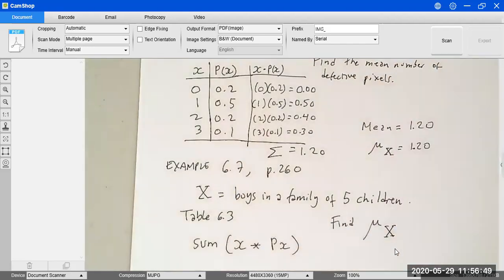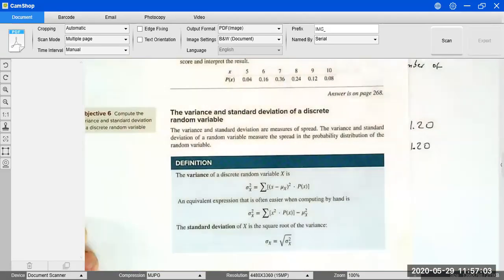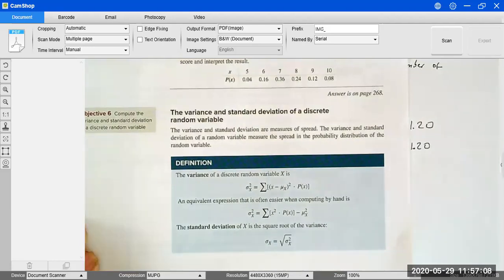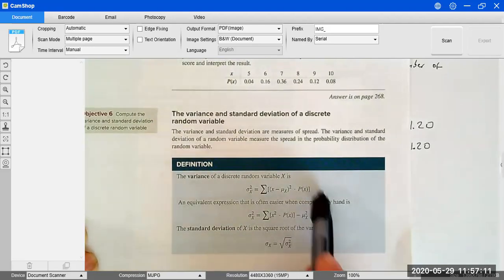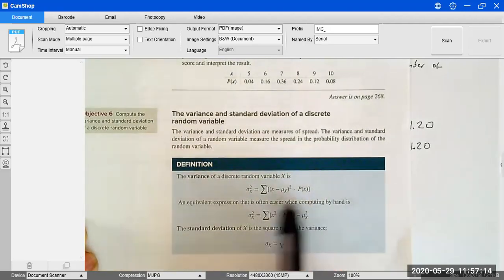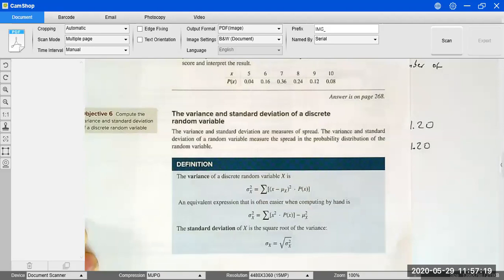Now we're going to work on finding the standard deviation. This time we're going to work on page 261. At the bottom of the same page we have the formulas for the standard deviation. These two formulas are equivalent, but the second one is most useful when you're using a calculator or software. So that's the one that we're going to use. And remember, the standard deviation is just the square root of the variance. This formula is for the variance, and this formula is for the standard deviation.